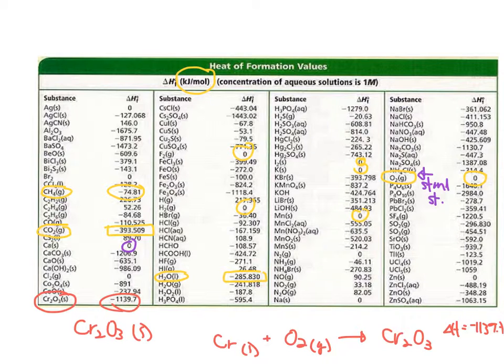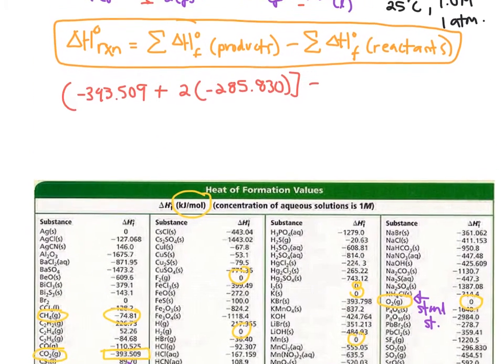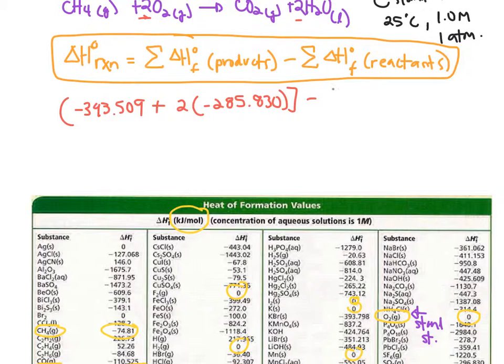Okay, so we're going to go back and plug in those numbers. We're dealing with 1 methane, so negative 74.81. And of course, we're going to add that to our 2 oxygens, but they had a standard enthalpy of 0. So there you go. At this point, it becomes just doing math. So we'll do this in pieces.